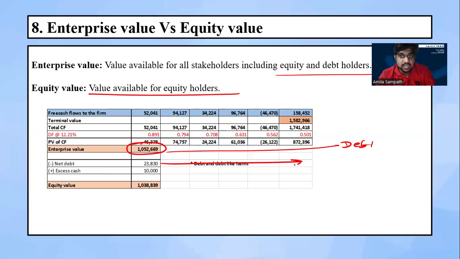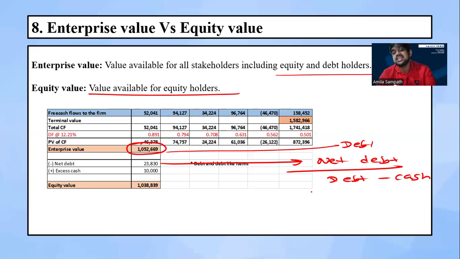Then how can we calculate the net debt? Net debt is debt minus cash and cash equivalents. Okay, debt minus cash and cash equivalents. If it is positive, we can say we have debt holders. Then this debt holders' value we need to remove from our enterprise value, because the enterprise value includes the debt holders' value.